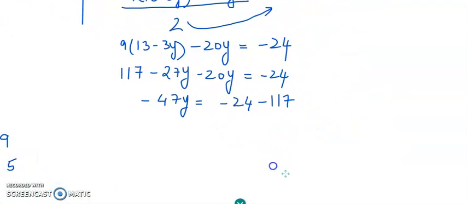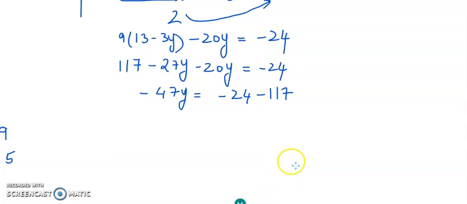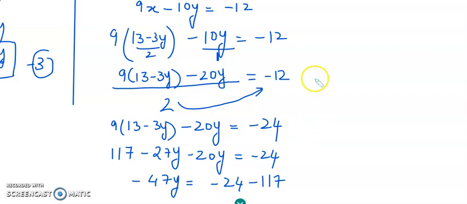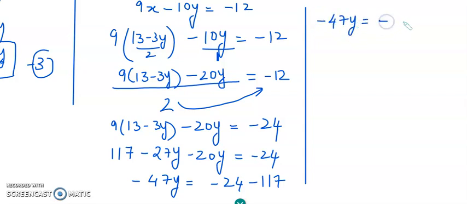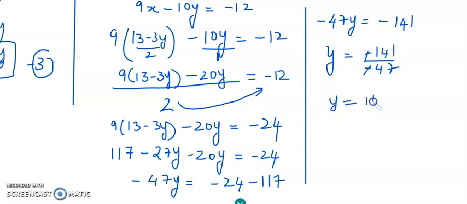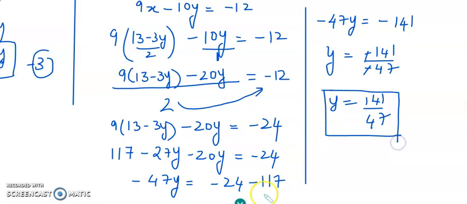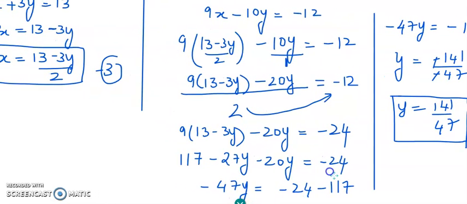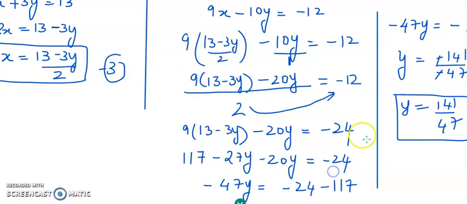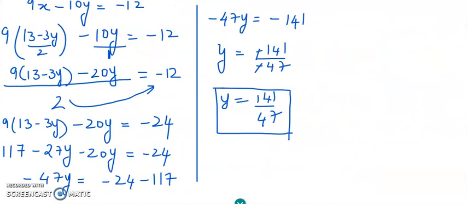Okay, so that will be giving me, let me go to the right side. Okay, because it's a very lengthy one, so let's go to the right side. So it will be minus 47y is equal to minus 141. Okay, so y is equal to minus 141 divided by minus 47. Minus minus goes out, so y is 141 divided by 47. So I now need to substitute for x, which is 13 minus 3y divided by 2. Okay, let me go on the right side further. It's a really lengthy sum.